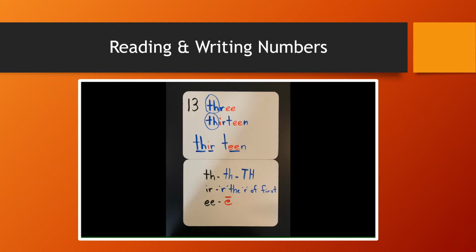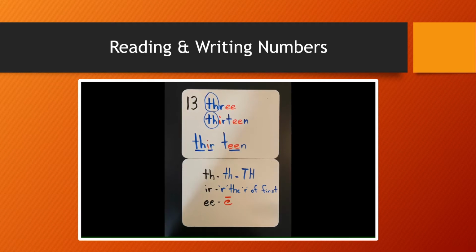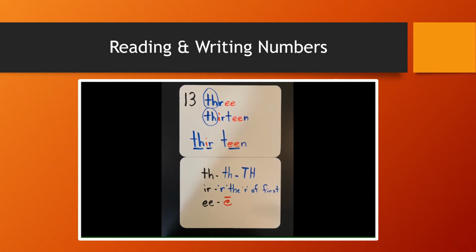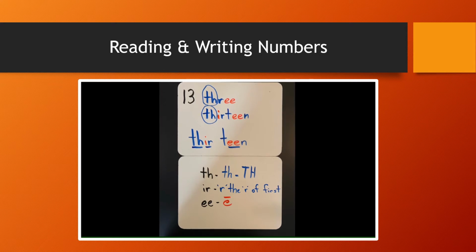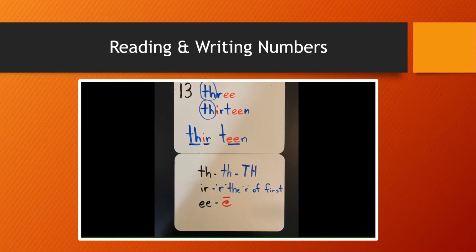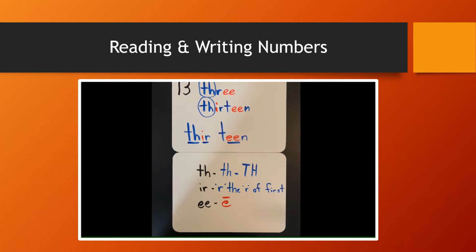Let's look at the word 13. 13 and 3 have the TH in common. They also have double graphemes, which are 2 letters that say a single sound. So in the word 13, we have 2 syllables. We have 5 sounds.